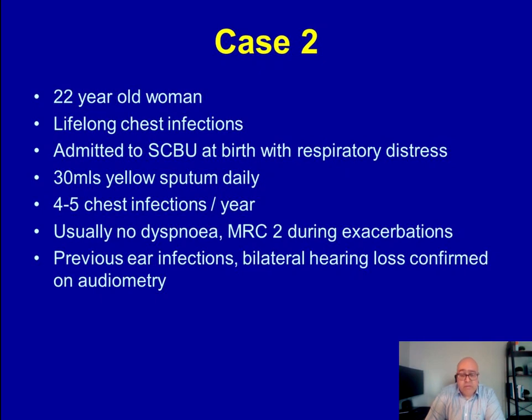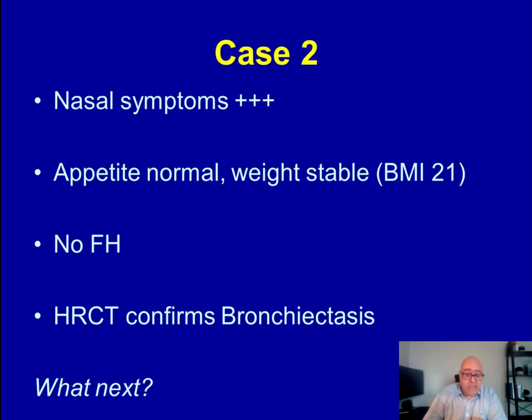Normally, no shortness of breath, but definitely finds that things get worse, with an MRC dyspnoea score of 2 during infective exacerbations, and has had a definite history of previous ear infections and bilateral hearing loss as well, which has been confirmed on audiometry. So there's a lot of things in this story which are pointing towards a likely suggestion of something that we call primary ciliary dyskinesia. And really, the nasal symptoms are there.